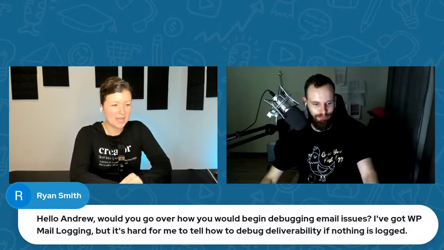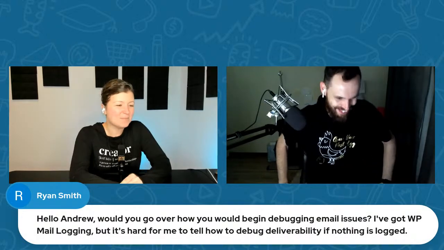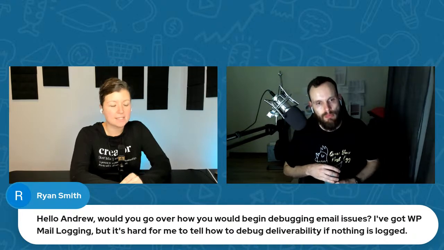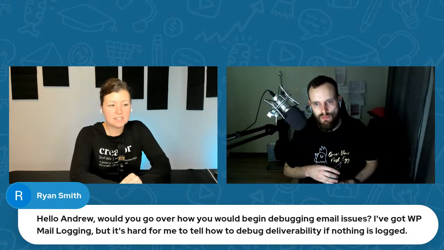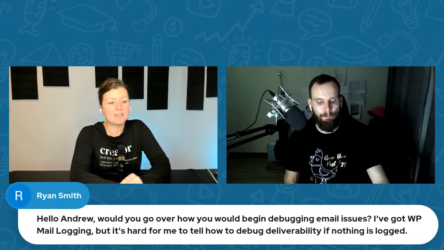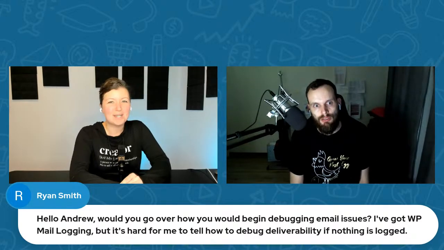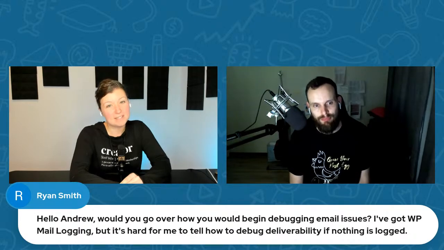So we do have a few questions. I'm going to start with this, might bring Andrew back into the thick of it, but let's do it anyway. Ryan asked, relating to debugging email issues: it looks like even though they've got mail logging set up, it's still hard to see what's going on because nothing's being logged. So I think email isn't even sending. Where would you start a debug process for emails?